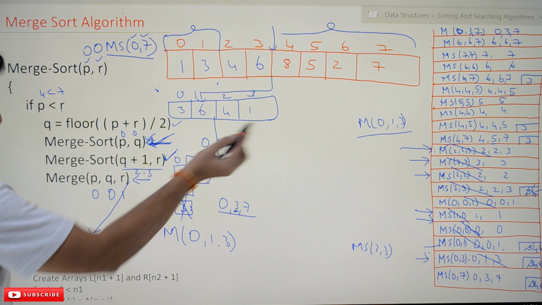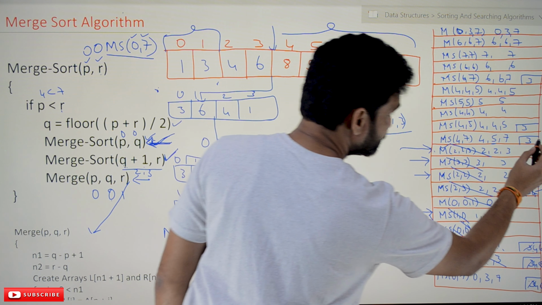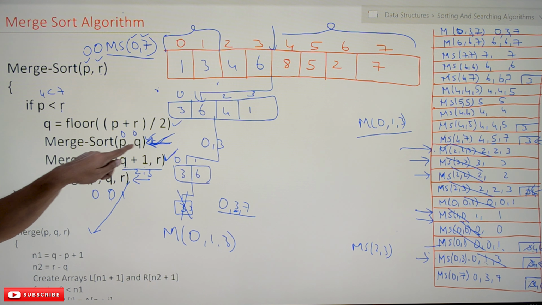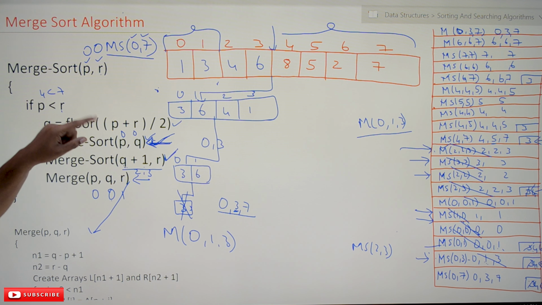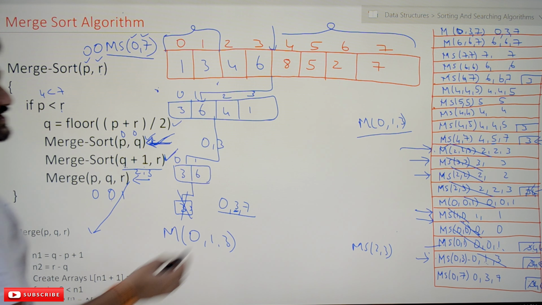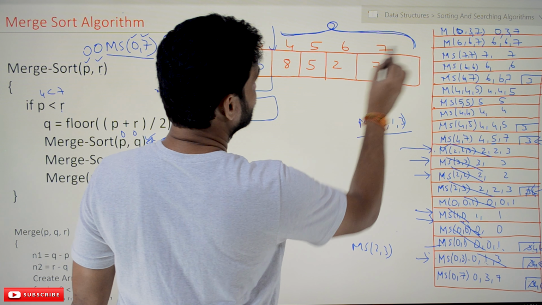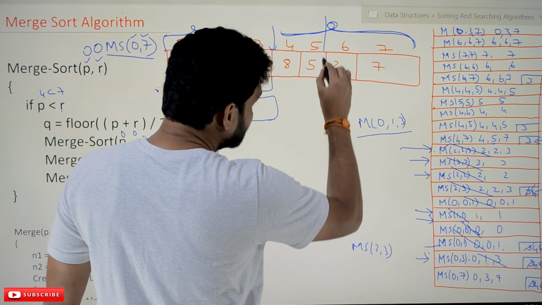Try to get that value of q. Here is where again the function call is made. And what is that function call? It is 4 comma 5. So in this entire array function call, we are now concerned about this part of the array. In the next function call, we are going to be worried about this other part of the array. So first we will see this.